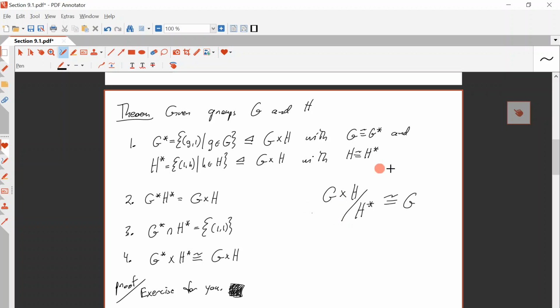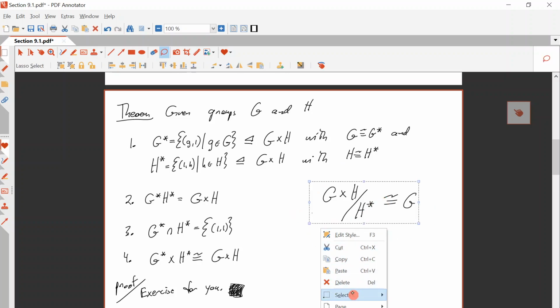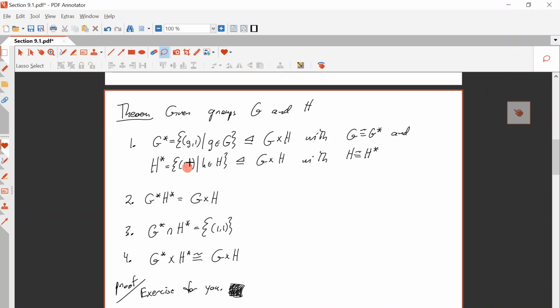Okay, although this is not part of what we're talking about here. So you have an isomorphic copy of G, an isomorphic copy of H within G cross H. Now, the product of those two subgroups is the whole group. Right? The product as subsets of a group is the whole group. The intersection of those two subsets of the group is just the identity. And the group is a direct product of those two subgroups.